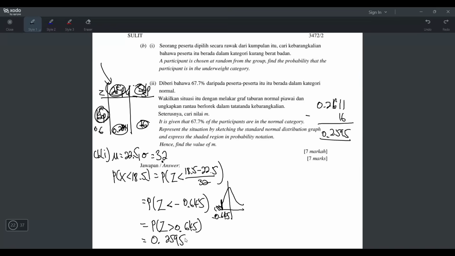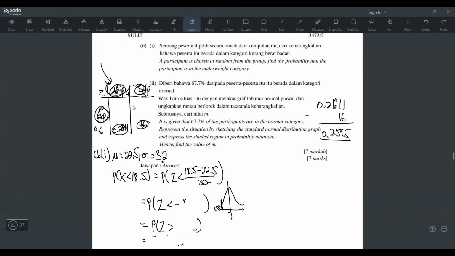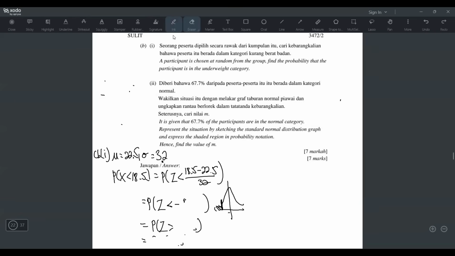Okay, wait, did anything go wrong here? 18.5. Oh my god, I can't believe I did it wrong. Careless mistake. Sorry. This is not 0.645. This is wrong, this is wrong, and this is also wrong. Okay, I silap tekan just now, so I ended up with the wrong answer. So when you take 18.5 minus 22.5 divide 32, you will get negative 0.125. Okay, yeah, I did it wrong just now.